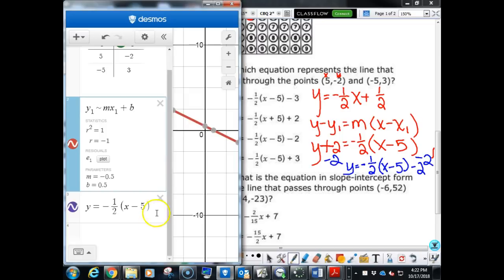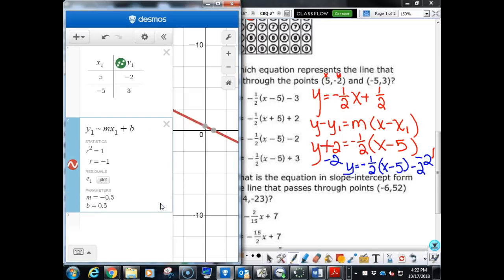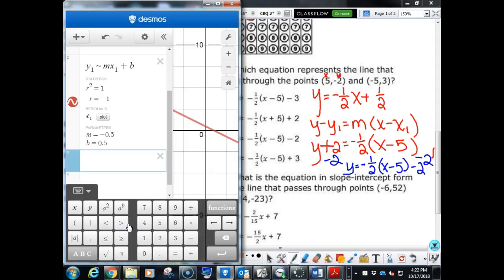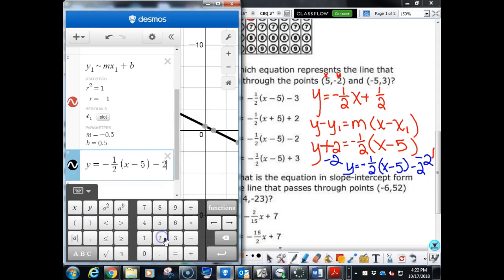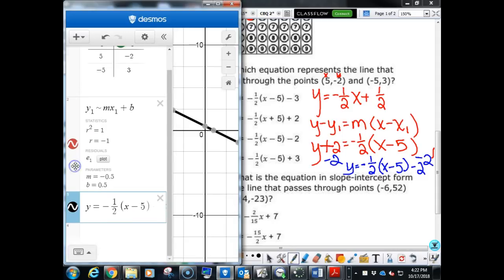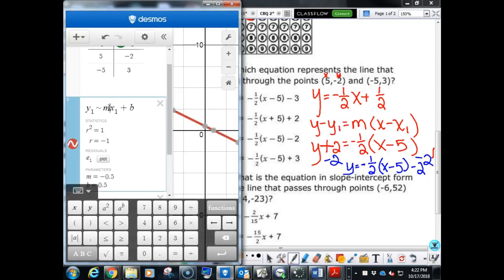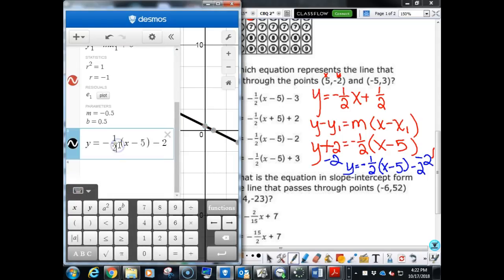Okay, so red and blue. Oh, I just deleted it. Let me write it back. y equals negative 1 divided by 2 times x minus 5 minus 2. Okay, so they're the exact same line. Alright, so there's the red and there's the black. They're the exact same line.